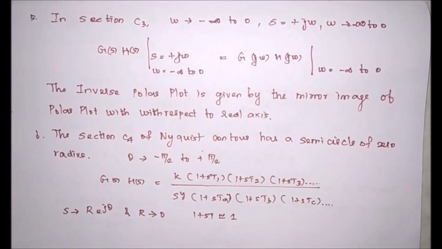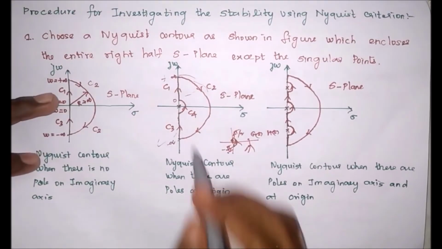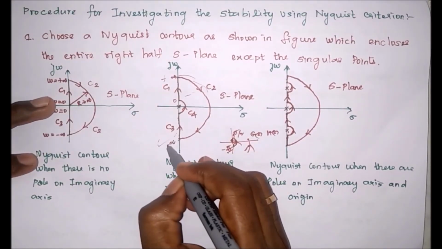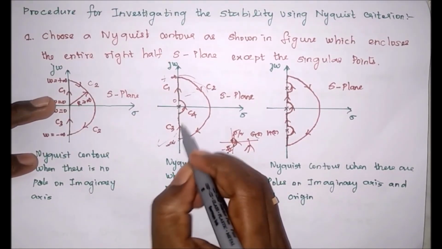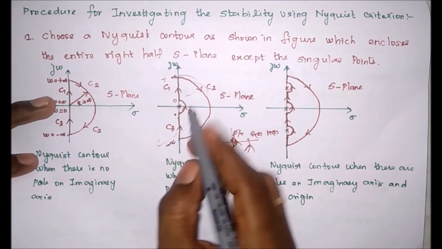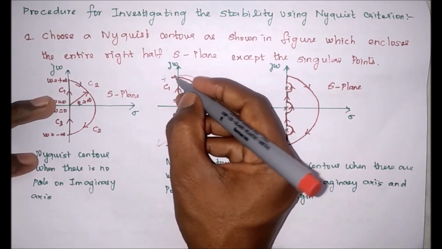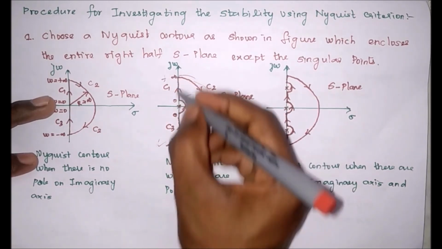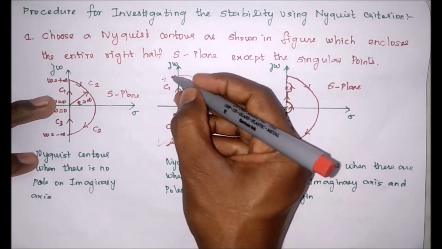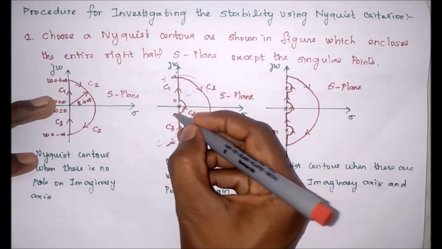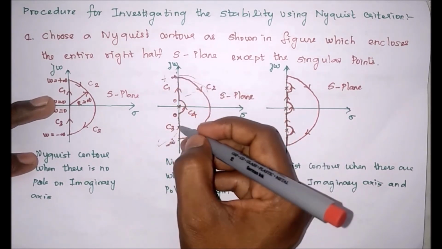So next one is the third region, C3. It is minus infinity to plus infinity. It means minus infinity to 0, and here 0 to plus infinity. We can say it is a mirror image of this. This is 0 to plus infinity. This is minus infinity to 0. Therefore, it is a mirror image.